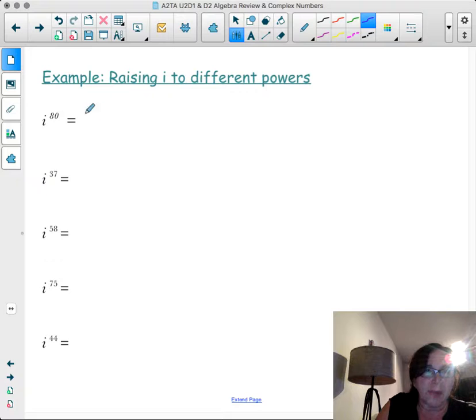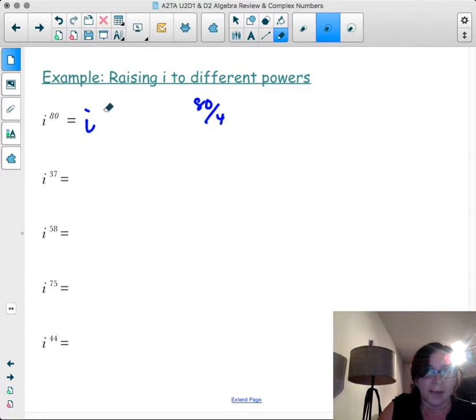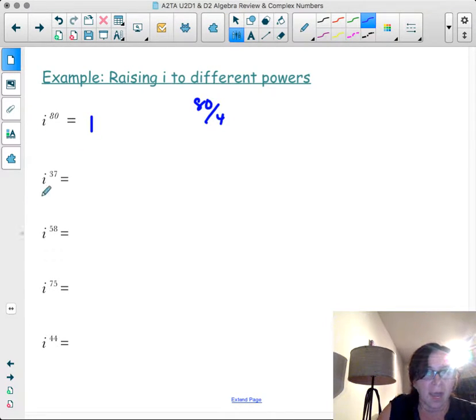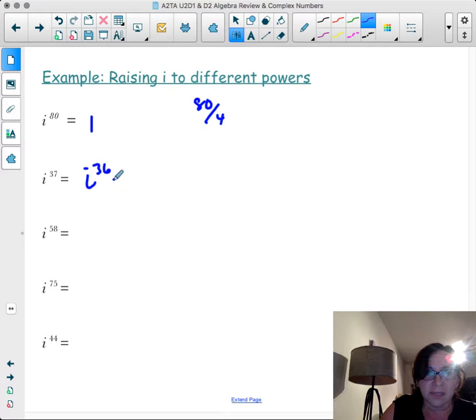i to the 80th power, again, 80 can be divisible by 4 evenly. And so that's going to be i to the 4th power 20 times. So we really don't even actually need to write i down because we know that that number is just 1. Okay, i to the 37th power, you can say that that's i to the 36 because I know 4 goes into 36 times, 1 i left. And so that's actually 1 times i, which is i.